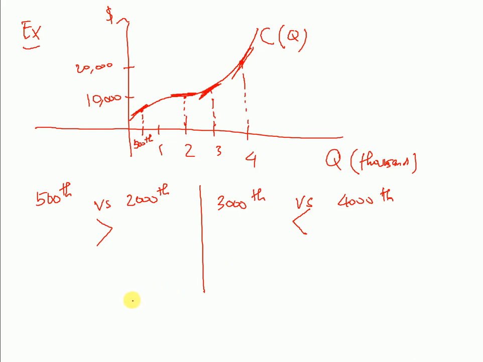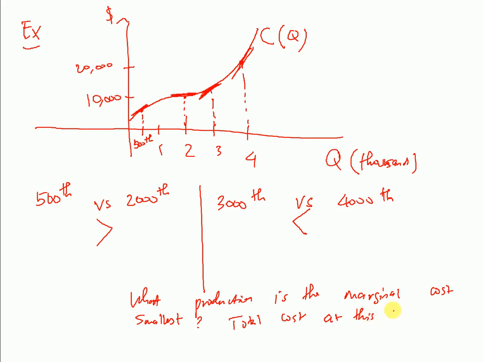Another question they ask is: at what production level is the marginal cost smaller, and we want to find the total cost at this level. So if we want the marginal cost to be smaller, that means we want the slope of the cost curve to be as small as possible. If we compare all of this curve, we see that around 2, the slope of the cost curve is very small. It's almost flat, or zero. So we know that the slope is around 0 at the quantity equal to 2,000 units.